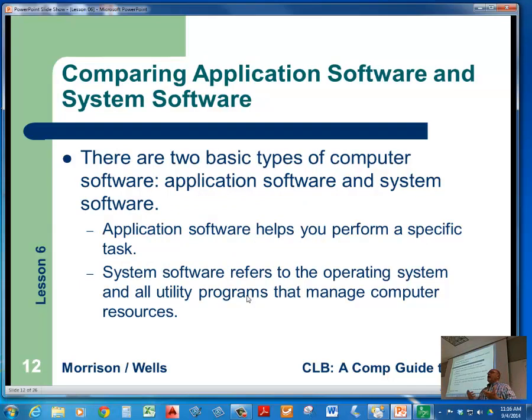When we compare application software and system software, basically application software helps you perform a specific task and runs inside the operating system, your system software. So the Windows operating system, the Mac operating system are two examples. Linux, too. Applications run underneath that.